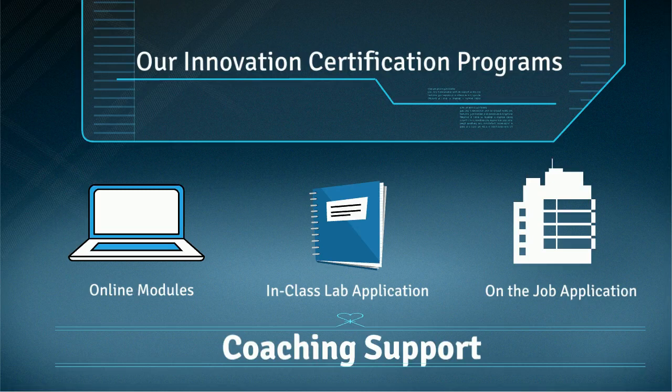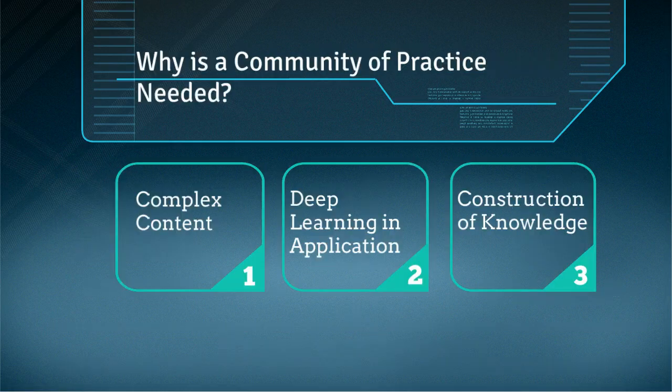So why are we looking at a community of practice? Well, there are three main reasons. The first is because the methodology we teach is very complex, and no one really gets it all the first time around. The second is because we've trained over 200 people through various cohorts that are very willing to support each other with examples and suggestions for on-the-job application.